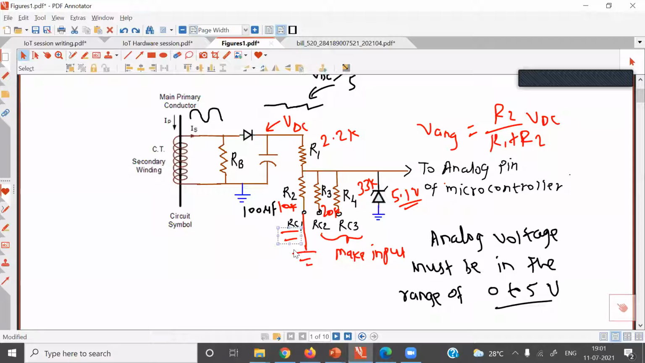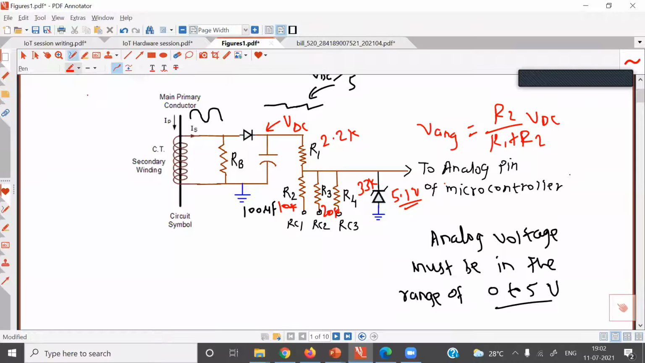So second possibility is, there are number of combinations you can do here, and with these combinations you can get desired analog voltage, and you have to ensure that maximum voltage coming on analog pin should be less than 5 volt.